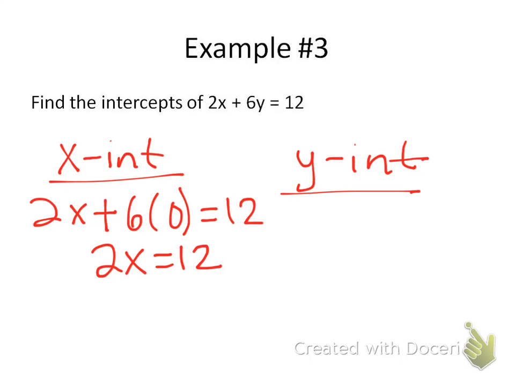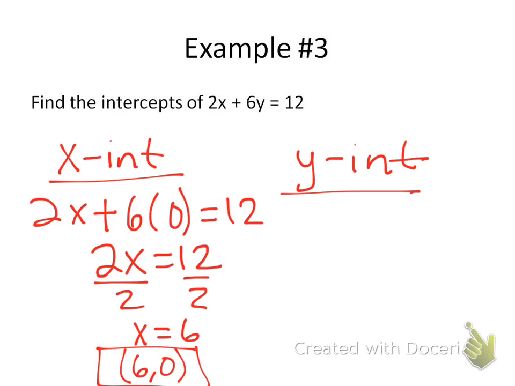How would I solve that? Divide by 2. Great. So my x-intercept is 6. So if I was going to graph this, I would put a point on the x-axis at 6. Writing this as an ordered pair, the x value is 6. We already said the y value is 0.